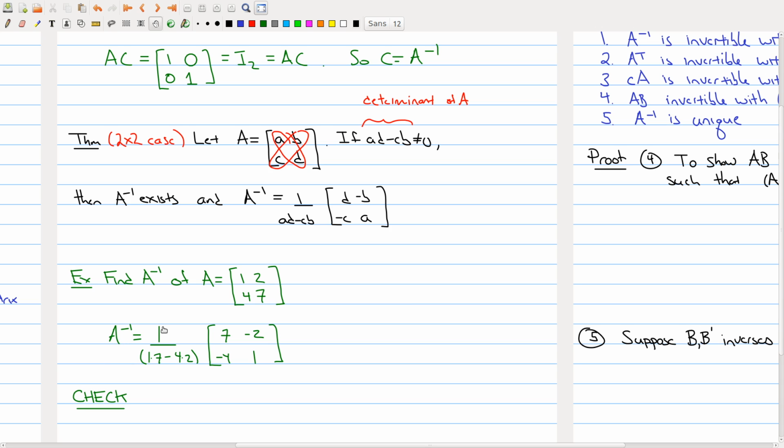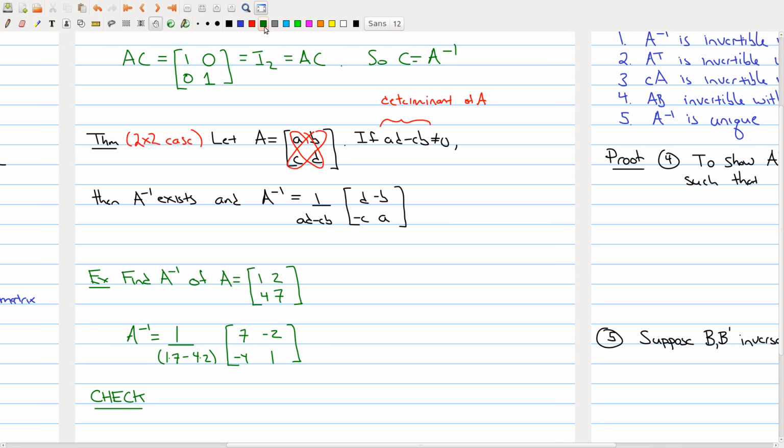The inverse of A is 1 over 1 times 7 minus 4 times 2, and then I'm switching the order of the values on the diagonal and switching the signs of the antidiagonal. So let's just clean this up here. This fraction becomes 1 over negative 1, times [7, -2; -4, 1]. So this means I have to multiply through each entry by negative 1. So the inverse should be [-7, 2; 4, -1].